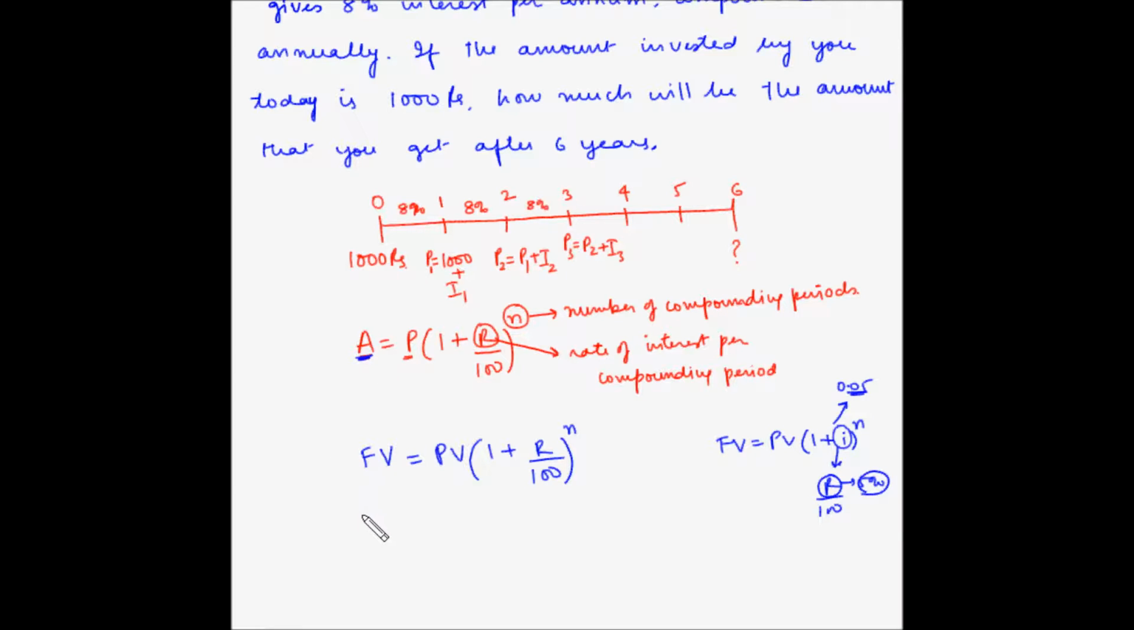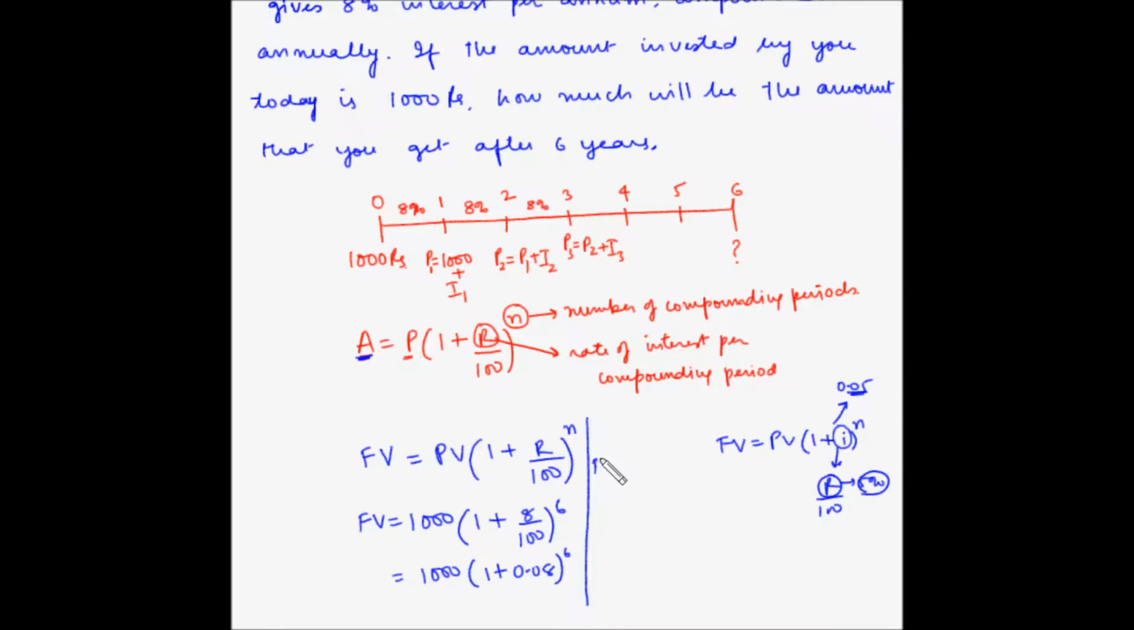So we have to find the future value. So FV is equal to, present value is 1000 rupees, 1 plus R. Now R is 8% per annum, and N is also based on an annual basis. So we'll continue to use 8 as the rate, divided by 100. N here is 6. So this is equal to 1000 into 1 plus 8 by 100. So this becomes 1 plus 0.08 to the power 6.